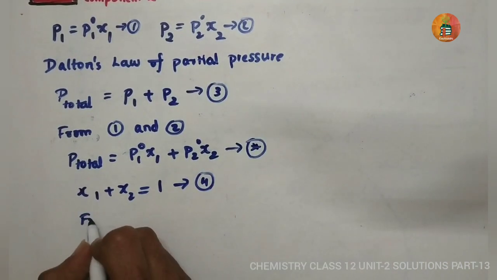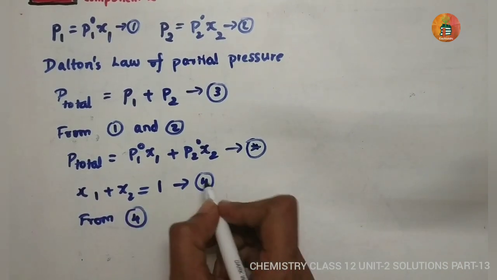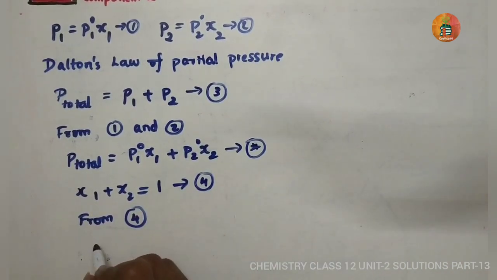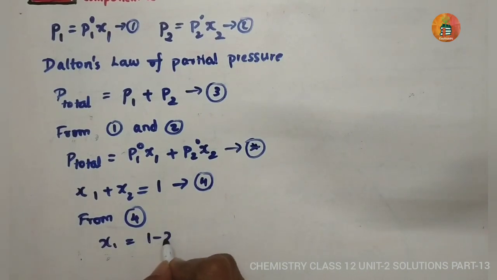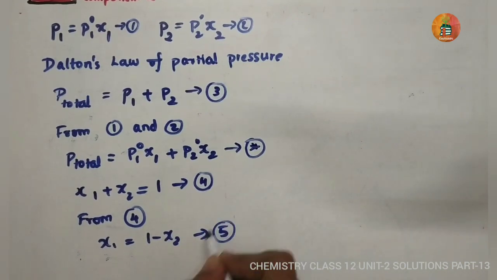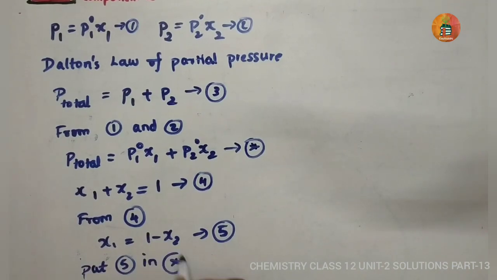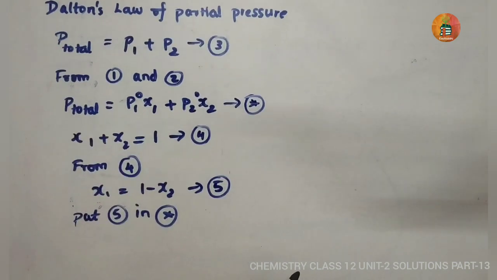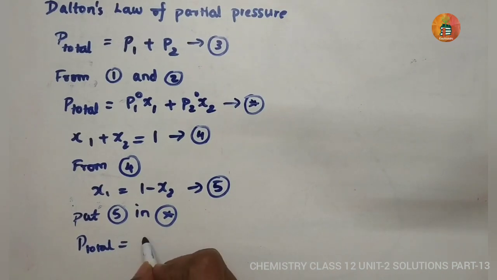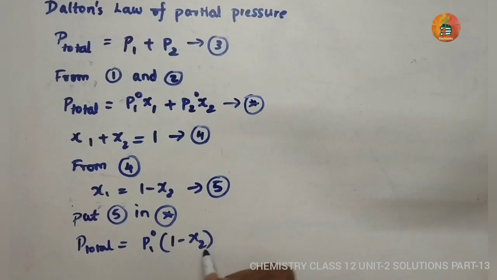So from 4, what can you conclude? Since x1 plus x2 is equal to 1, you can write x1 is equal to 1 minus x2. Let it be 5. Now substitute 5 in equation star. So you'll get P total is equal to P1 naught, as it is, into x1 written as 1 minus x2, plus P2 naught into x2.